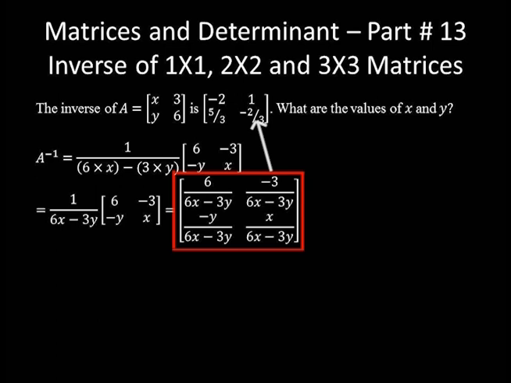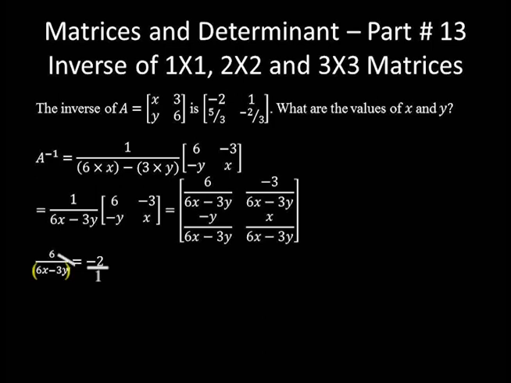So to find the value of x, we have to equate the values of row 1, column 1 positions in these two inverse matrices, meaning 6 over 6x minus 3y equal to negative 2. Negative 2 means negative 2 over 1. By multiplying crisscross, we will find 6 times 1 is 6 equal to negative 2 times 6x is negative 12x. Negative 2 times negative 3y is positive 6y. This is our first equation.